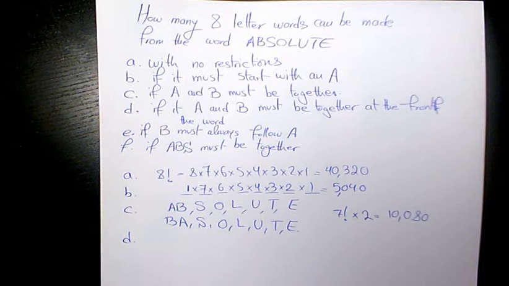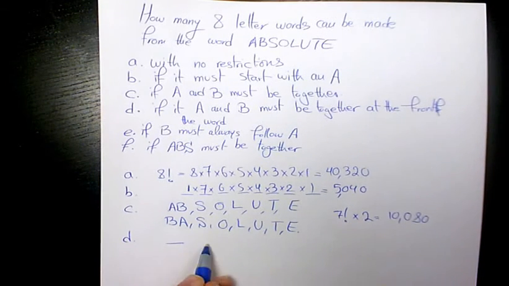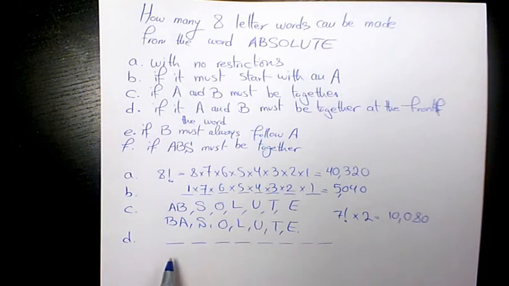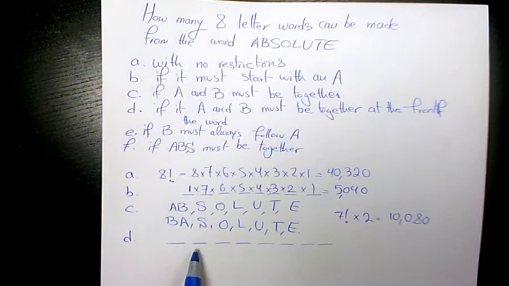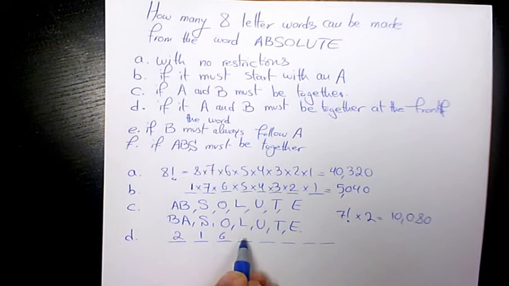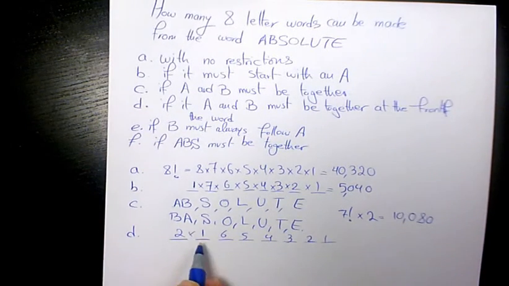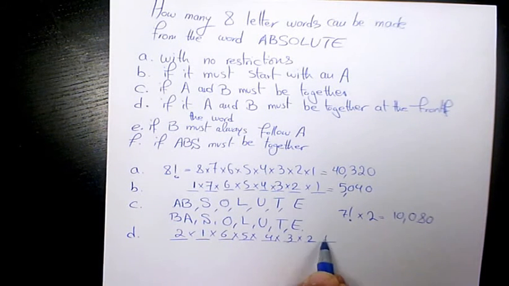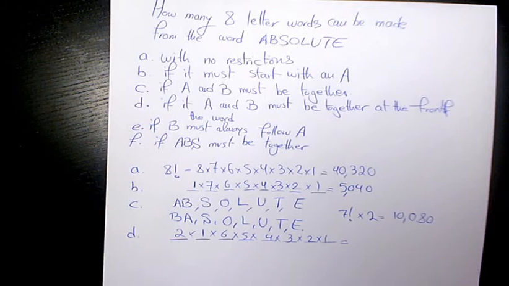D. A and B must be together at the front of the word. So again, we have 8 different positions. Here, this is for A and B. For this one, I have 2 possibilities: it can be A and B, or B and A. The rest of it is going to be 6 letters, so 6, 5, 4, 3, 2, 1. So 2 times 1 times 6 times 5 times 4 times 3 times 2 times 1. That's going to be 1,440 different ways.